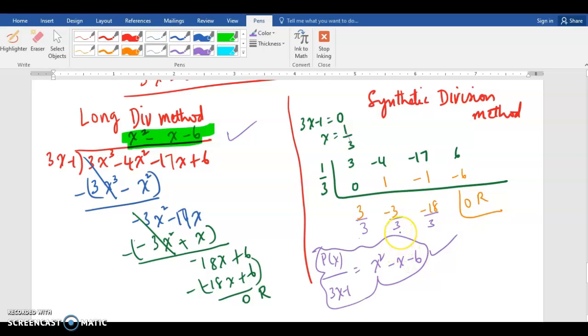And other than that, synthetic division is a really useful method in many ways. Okay? Especially in the remainder theorem and factor theorem that we will learn in the near future.